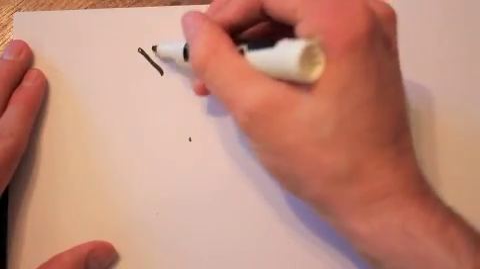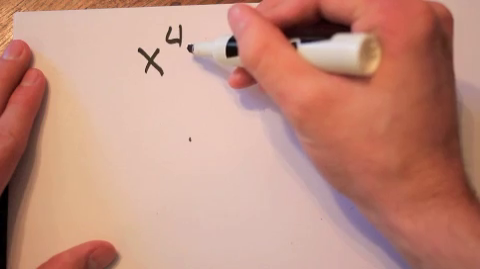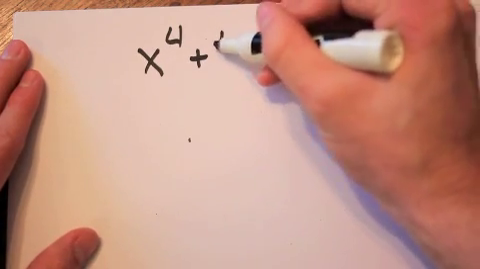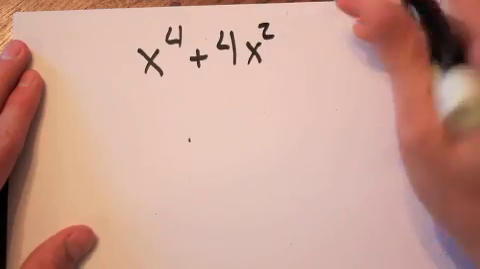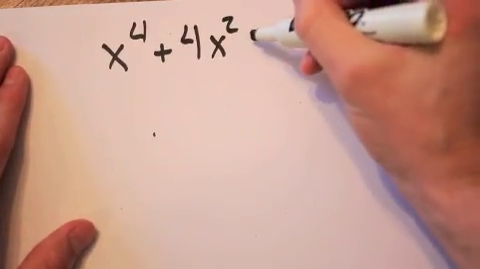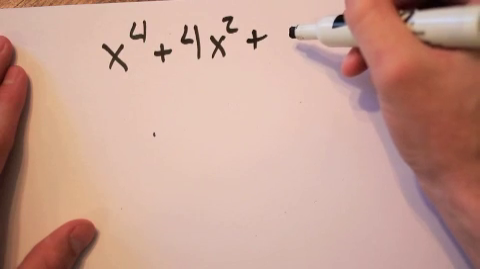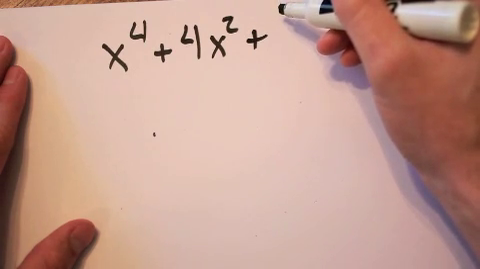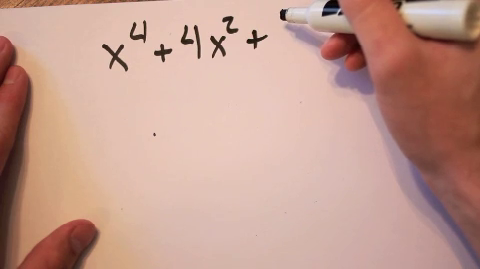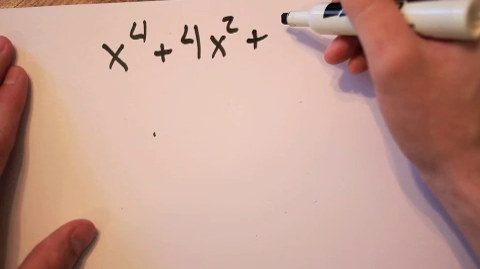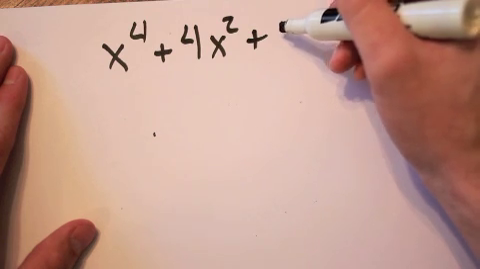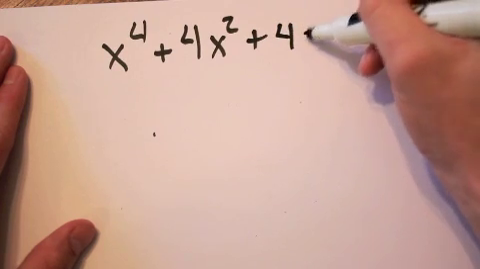Let's say we are given a problem that looks like this, and we are told to solve for x. When you see x to the fourth, you should immediately think factoring by substitution. This way we can simplify the expression into a quadratic and factor and solve.